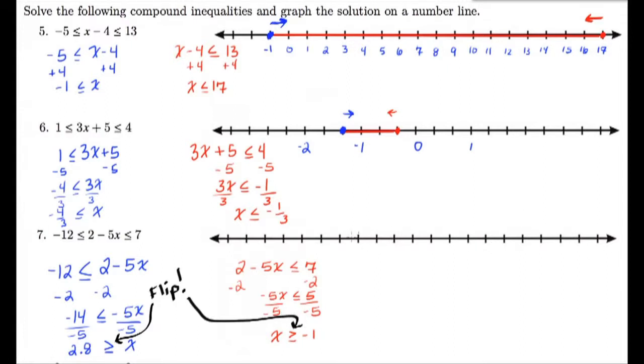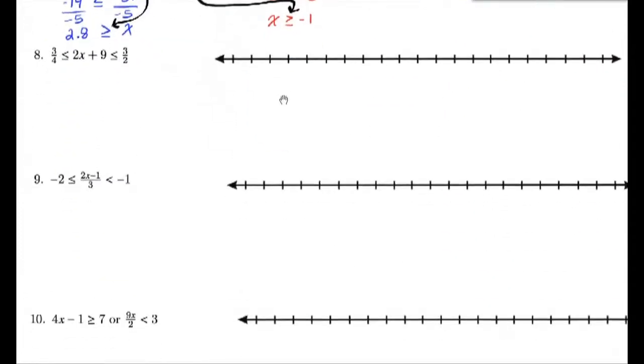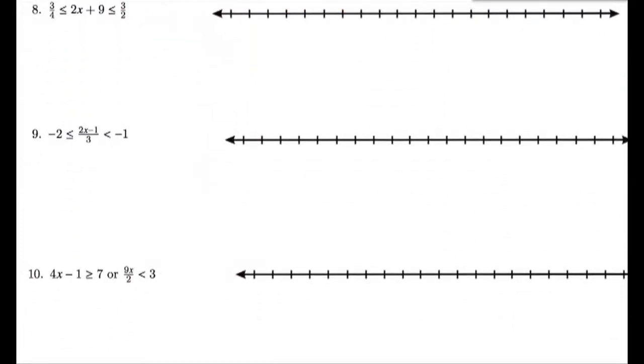So when you're graphing these and you find that the arrows shade in the same direction, you've probably made a mistake. We should know that we get an "and" equation and everything is shaded in the middle of the two points. So 8 and 9 are also "and" equations. So let me speed this up so we can get to 10, which is an "or" equation.